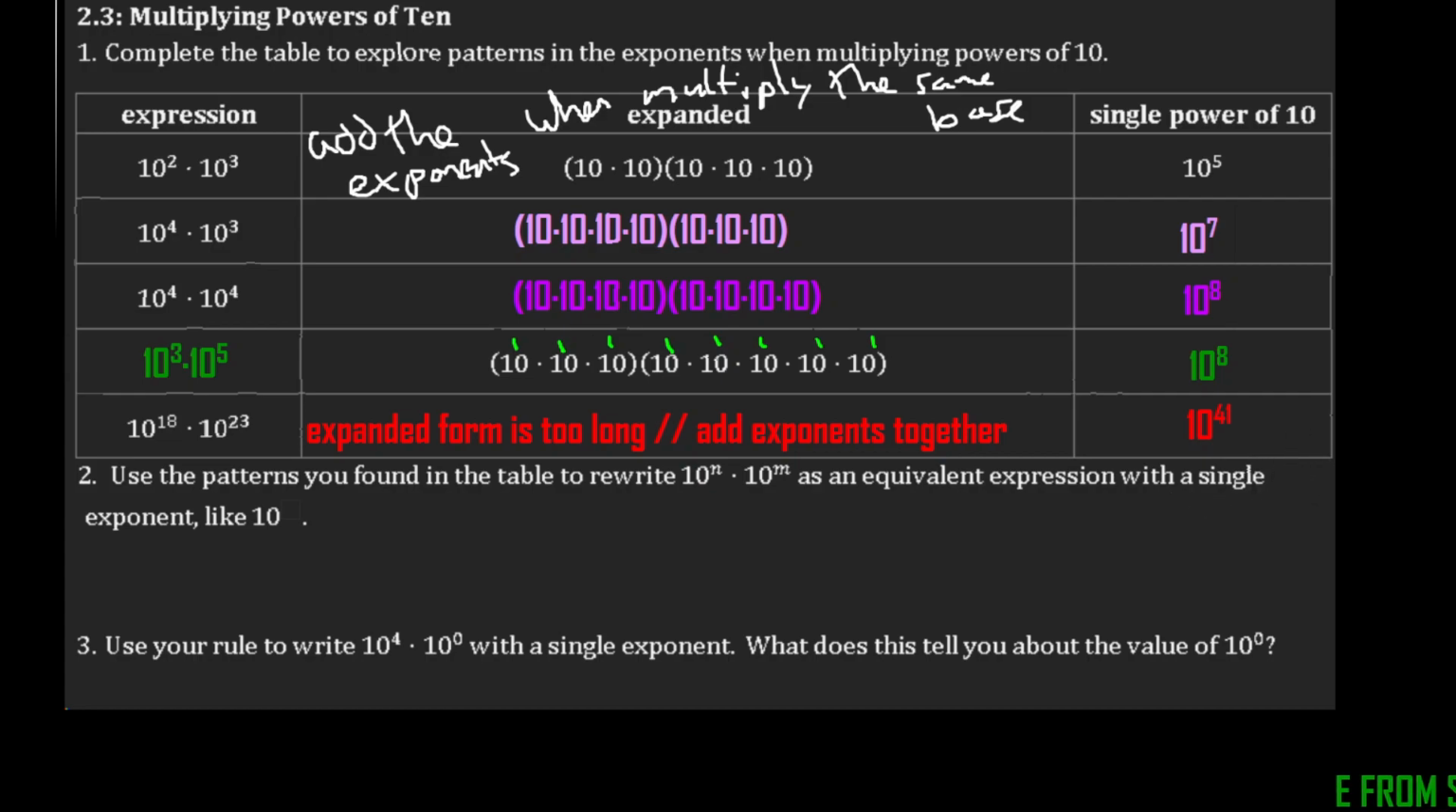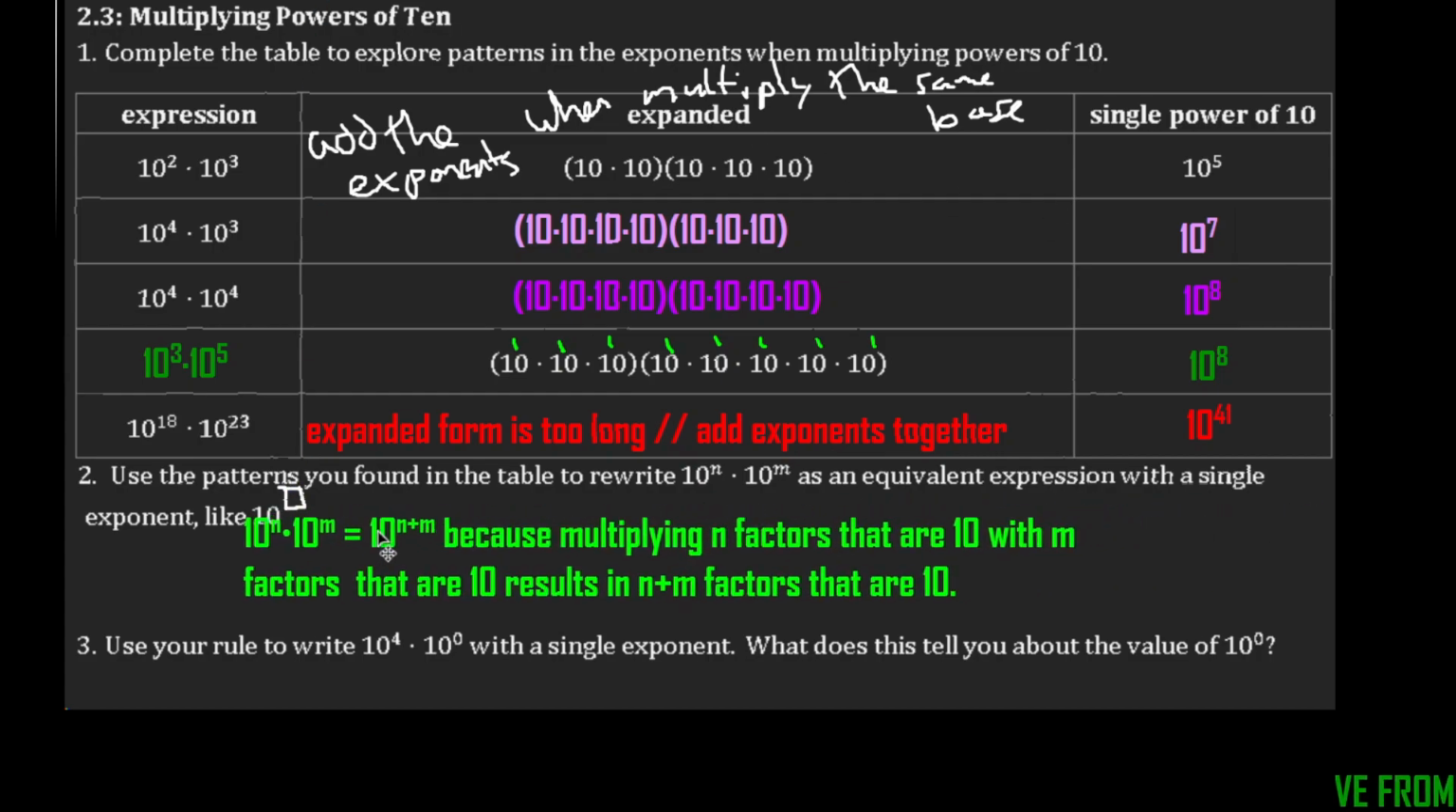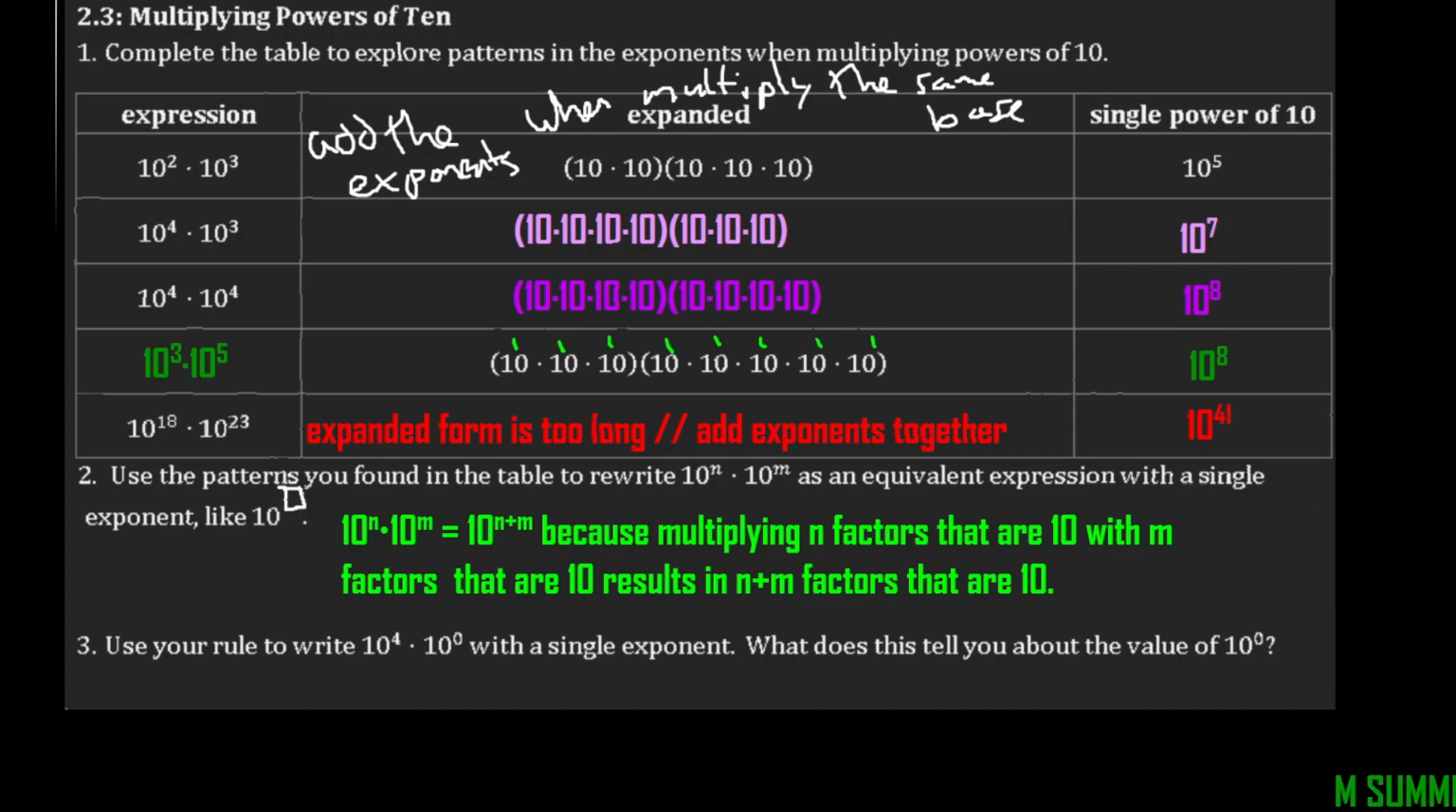So then for number 2, it says use the patterns you found in the table to rewrite 10 to the n power times 10 to the m power as an equivalent expression with a single exponent, like this, where it has 10 to the power and a little blank in there. So what we can say is like this.